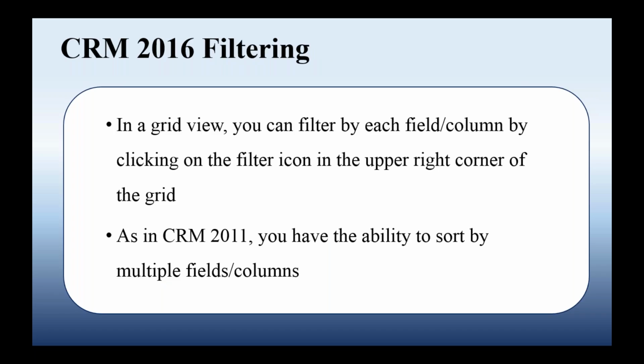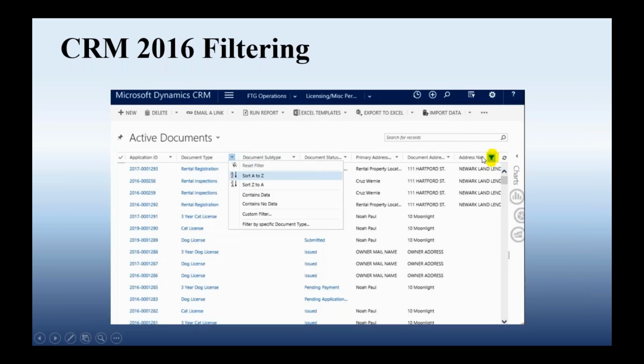CRM 2016 has a filtering option. You did have this in 2011. I don't think it was as easily seeable as it was in 2016. So whenever you're in a list view, and you want to filter the data that gets returned to you, you have the ability to do that through this filtering option. And that filtering option lives right here. So I have a view called Active Documents. And if I click on this filter option, for each individual column, I can filter down what type of data I want. So you have the ability to do that here in CRM 2016.